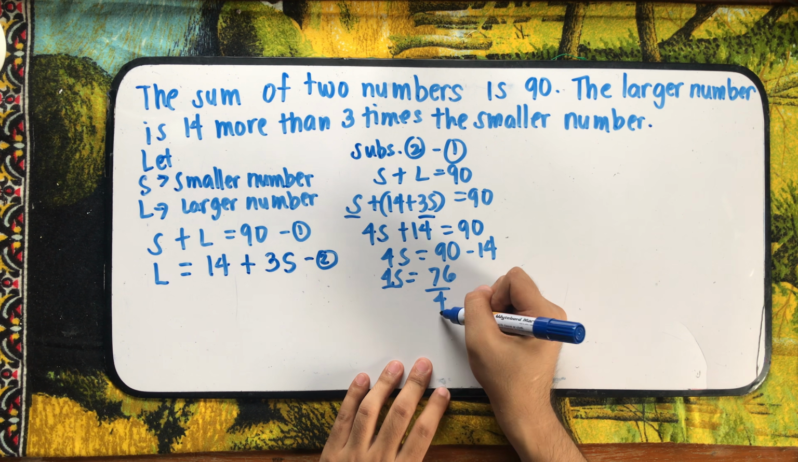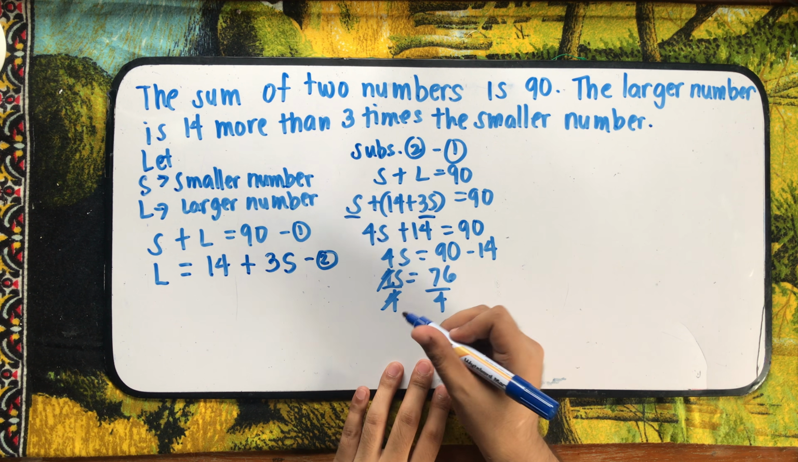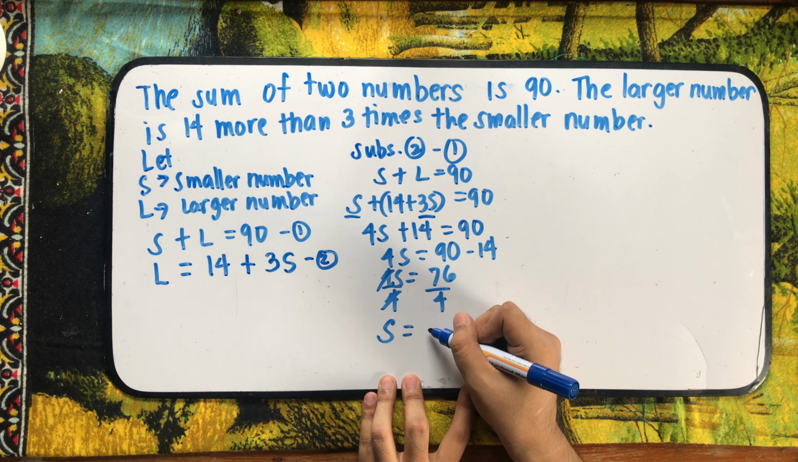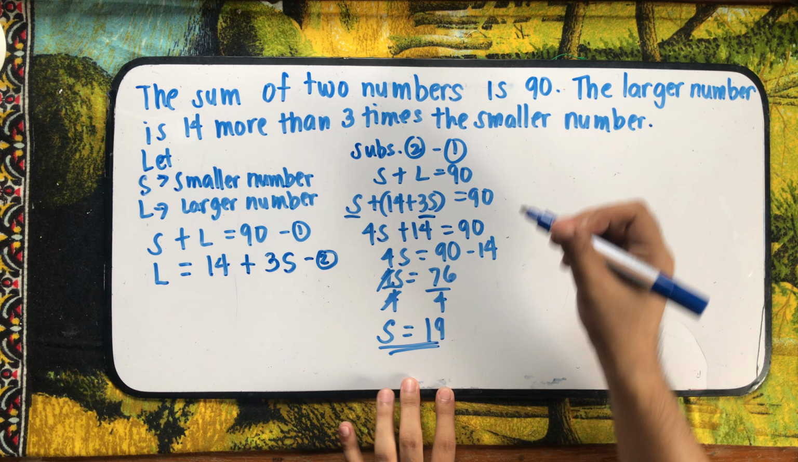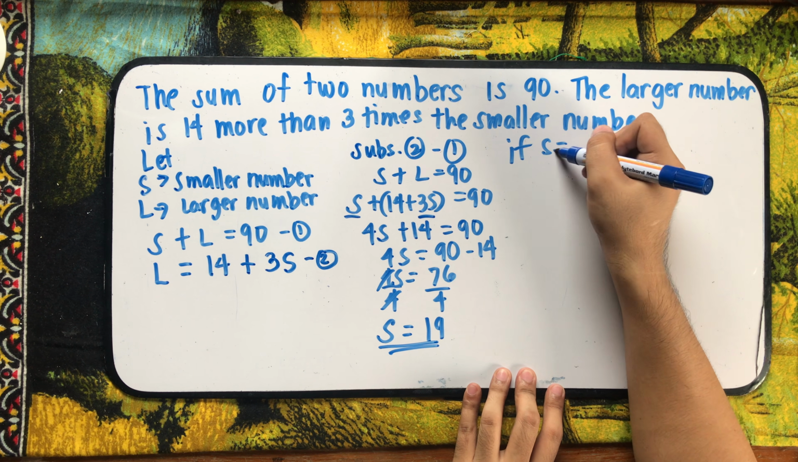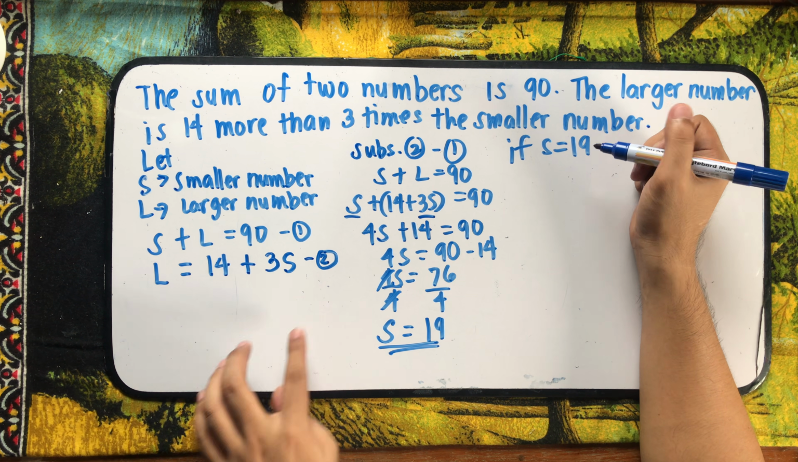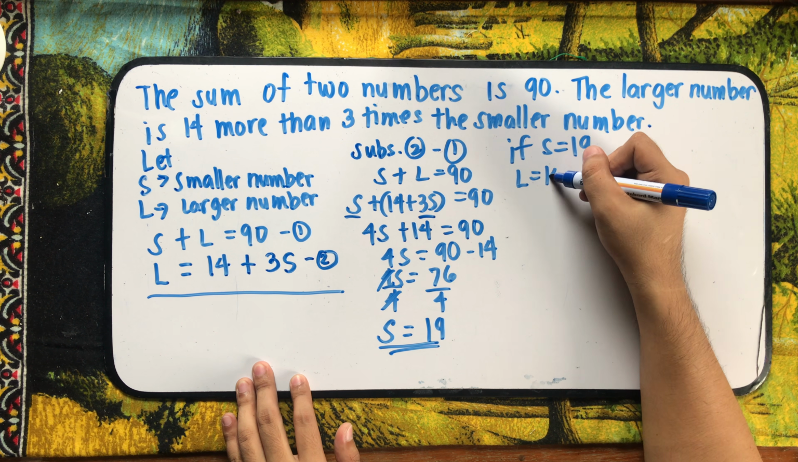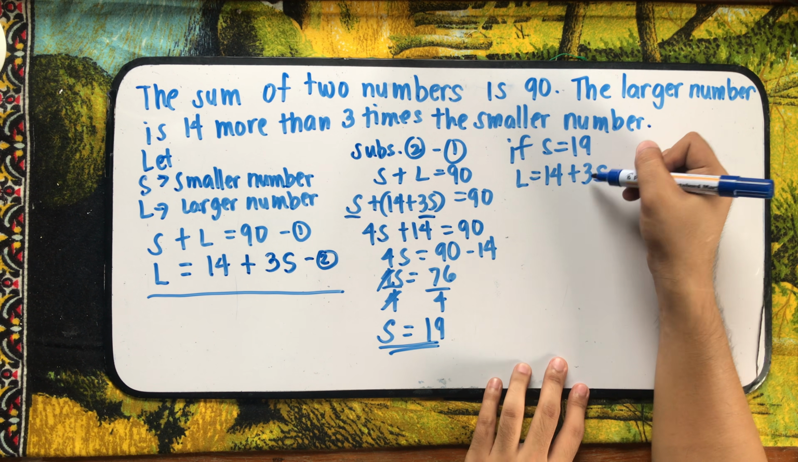Divide both sides by 4. We could finally say that S is equal to 19. If S is equal to 19, okay, let's now get this equation, equation number 2. L is equal to 14 plus 3S.